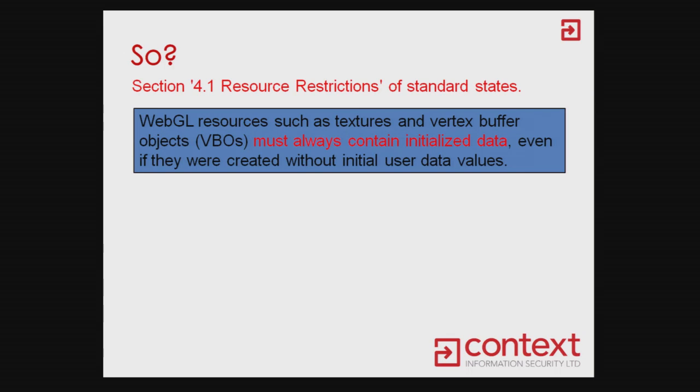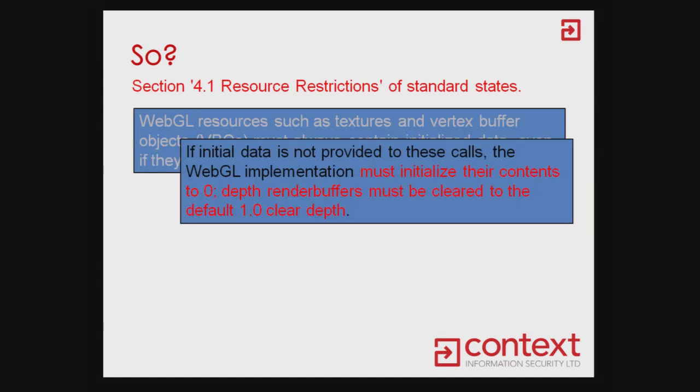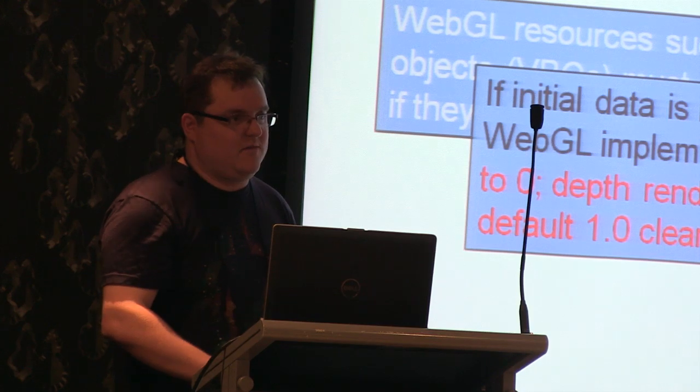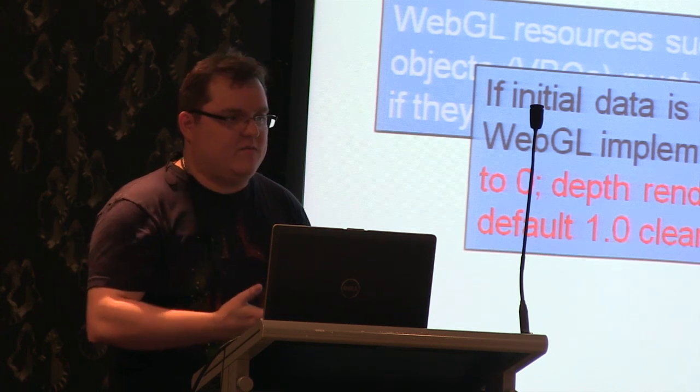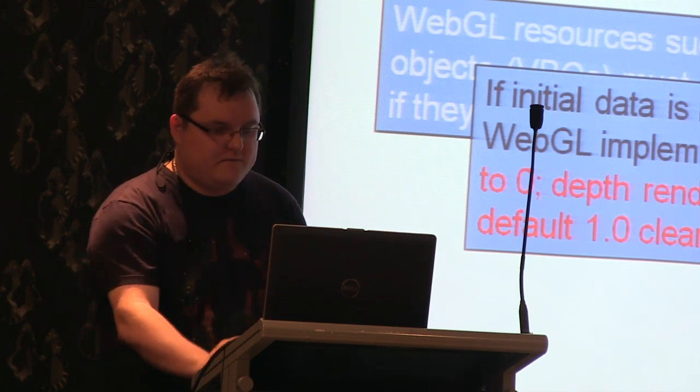So WebGL has to do something about this. It can't just leave that up to the underlying API in the hope that it will all work perfectly. So the WebGL standard specifies that if you allocate, say, a frame buffer or a texture buffer, you have to clear it to 0 or to a known value. You must always have initialized values, and you must initialize your frame buffers to 0, your render buffers to the default clear depth, all that sort of stuff. And that's all fine. That's exactly how it should be. But of course, you've actually got to implement that in WebGL. It's not something the API provides for you.